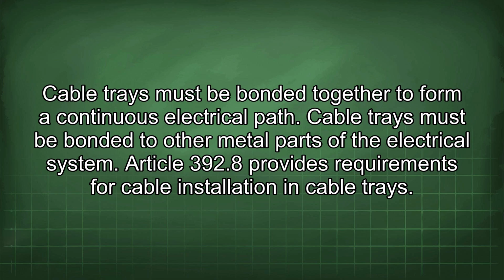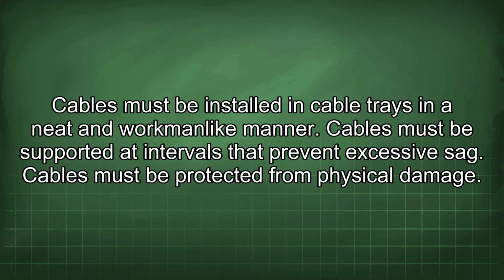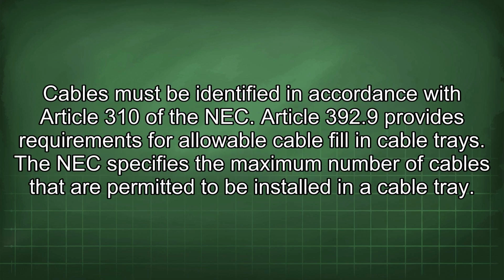Article 392.8 provides requirements for cable installation in cable trays. Cables must be installed in cable trays in a neat and workmanlike manner. Cables must be supported at intervals that prevent excessive sag. Cables must be protected from physical damage. Cables must be identified in accordance with Article 310 of the NEC.